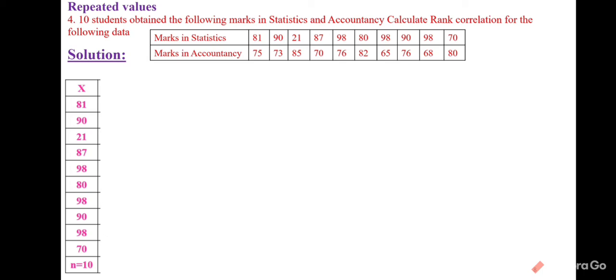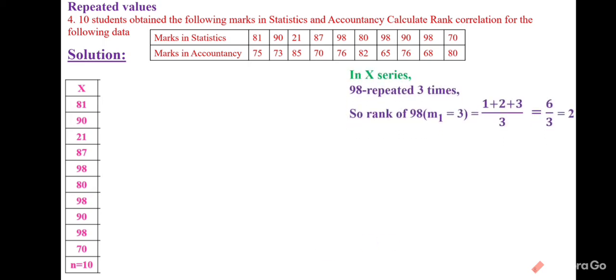What is the procedure? We take the number 98, repeated 3 times, so the rank of 98 will be m1. The number of times repeated is 3. The ranks starting now are 1 plus 2 plus 3, divided by the number of times repeated, 3. So 6 by 3 equals 2. This is the first step we need to remember.